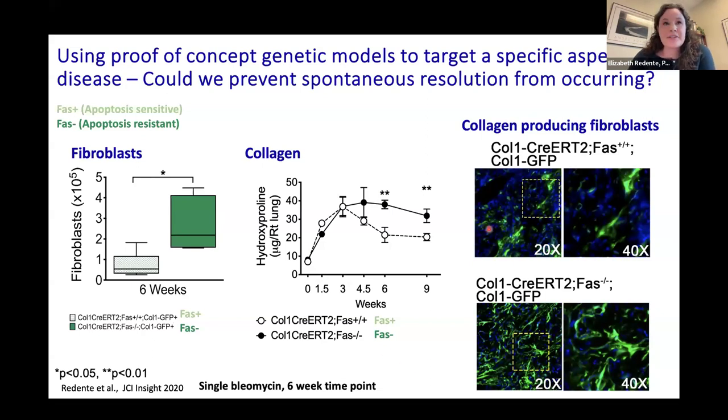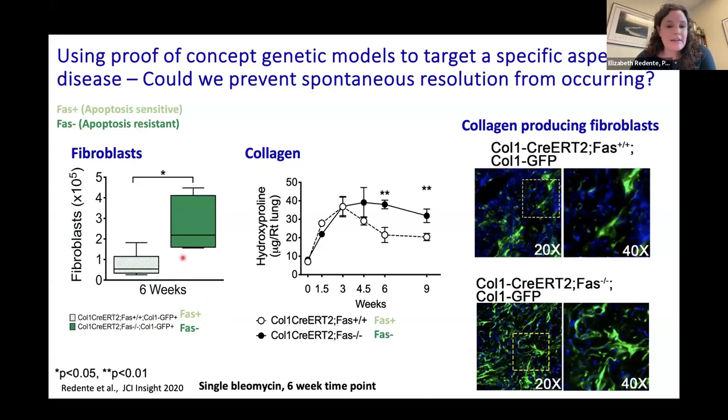So we'll start here on the right, the data. These are just immunofluorescent images where our fibroblasts have a GFP reporter, so we can follow them. So this is COL1A1 GFP, so our fibroblasts are here in green. When we have FAS-sufficient mice, so we cross the COL1A1 Cre ERT2, so this is a tamoxifen-inducible model, to FAS-flox mice, if we treat with corn oil, our fibroblasts maintain FAS. These cells are able to undergo apoptosis, so they're apoptosis sensitive. However, if we give tamoxifen to these mice, they delete FAS, and now these cells are apoptosis resistant.